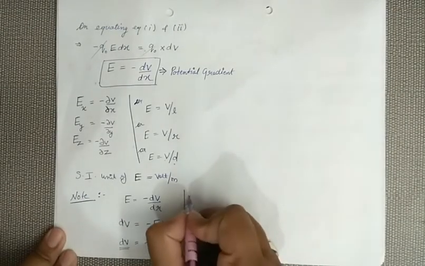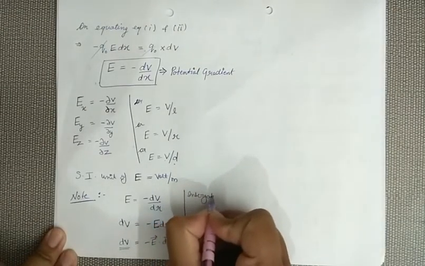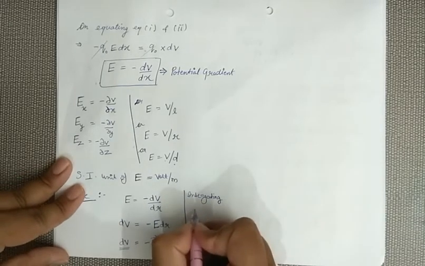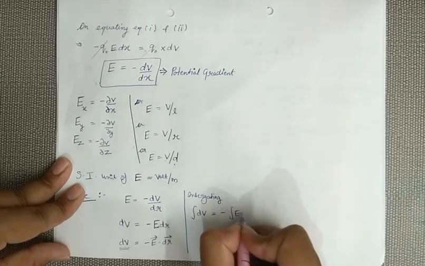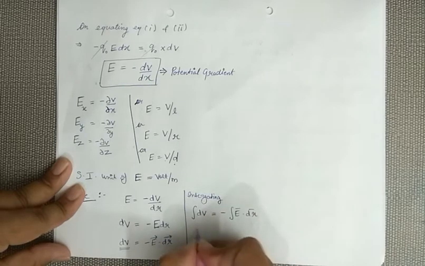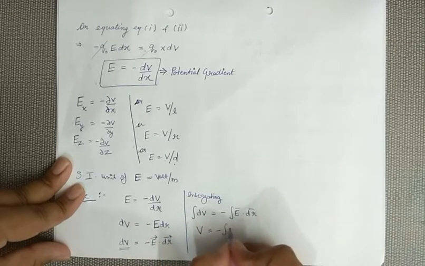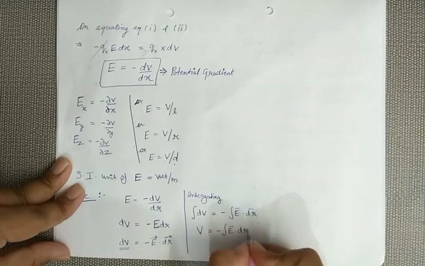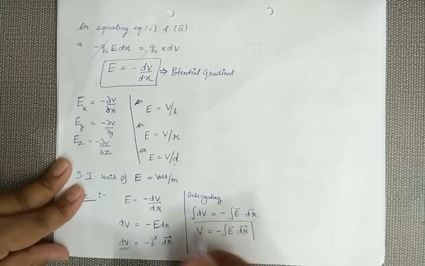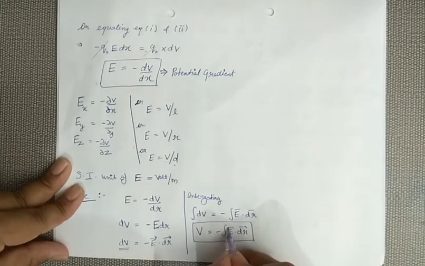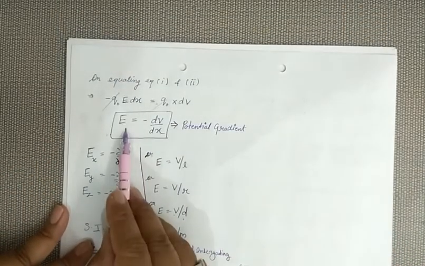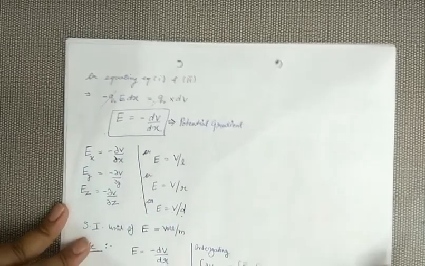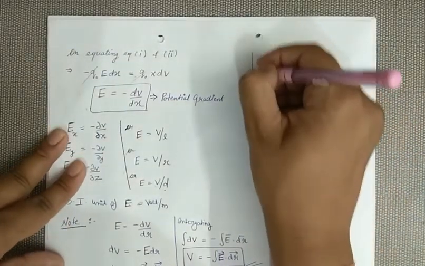So if I integrate this, it will become integration of dV equals minus integration of E dot dr. So the potential V is given simply as minus integration of E dot dr. In many cases we are going to use this concept to find the potential. If we know the electric field and the distance, then we can find the potential as minus integration of E dr, or we can also use this formula to calculate the electric field. So these are the two relations between electric field and potential.